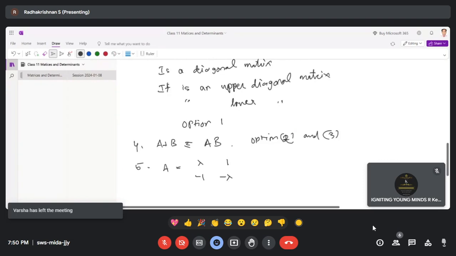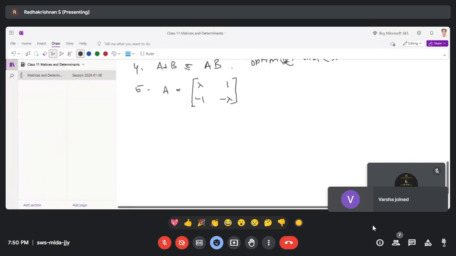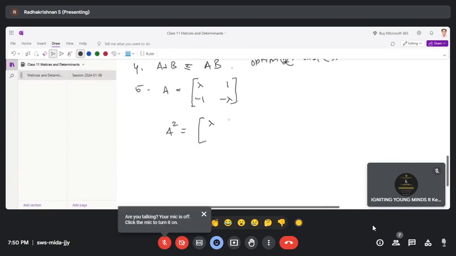So what is A square? Let's find out A square. And if it has to be 0, then we can find out the value of lambda from there. Okay. Now find out A square. So lambda 1 minus 1 minus lambda. A square means you multiply it by A into A.